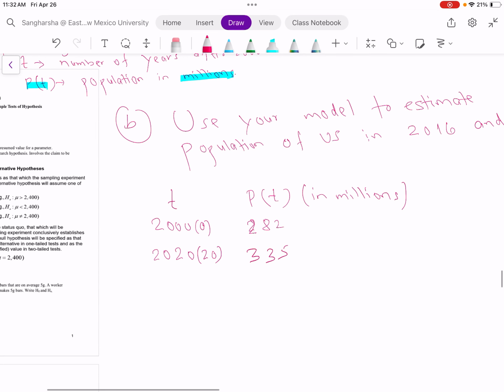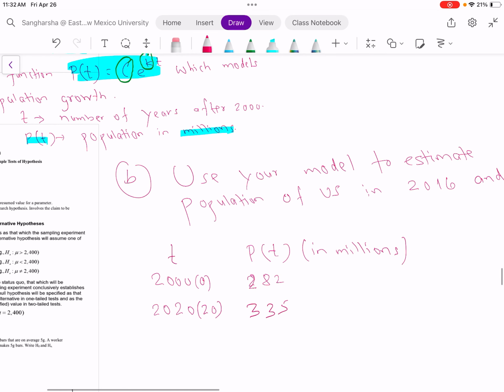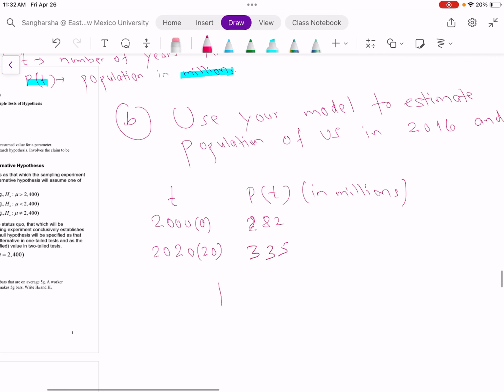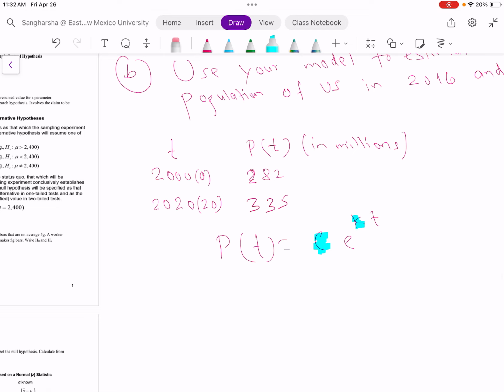Okay, so our target is, as I said earlier, finding c and k. So from this model, we know our P(t) is c times e to the power kt. Our target is finding this c value and the k value. Now when t is 0, we know P(t) is 282. Let's substitute 0 for every t. When t is 0, we have c times e to the power k times 0.